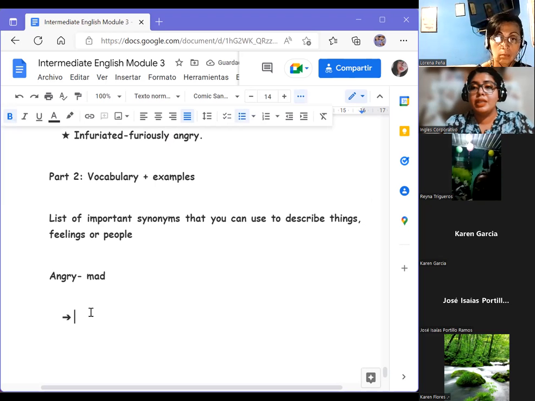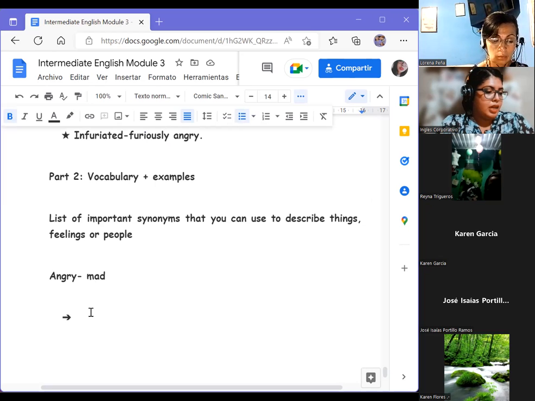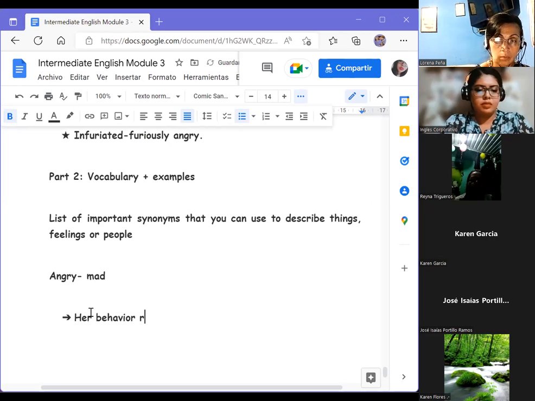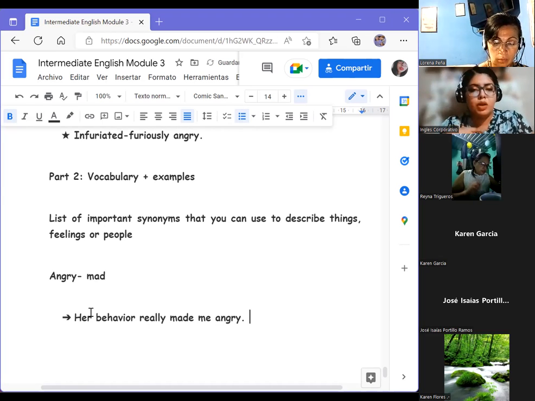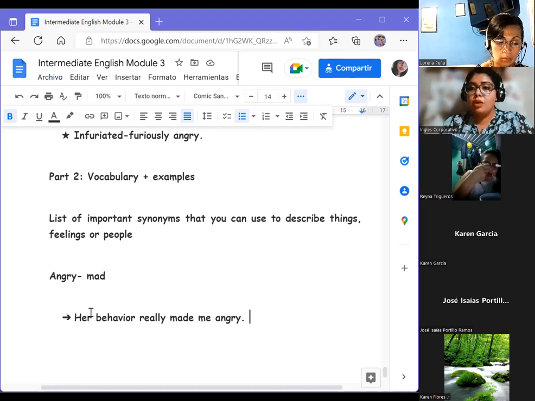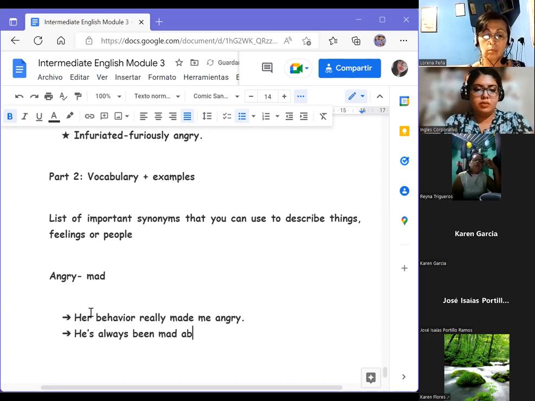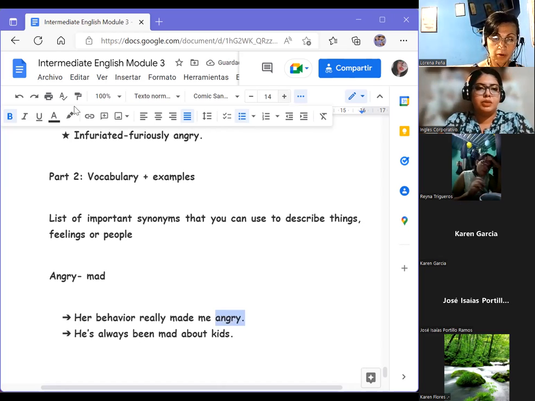Here we have the example for this one. And it says, her behavior really made me angry. Su comportamiento realmente me hizo sentirme enojado o enojada. He's always been mad about kids. And we are going to mark the words that we are using. Angry and mad.